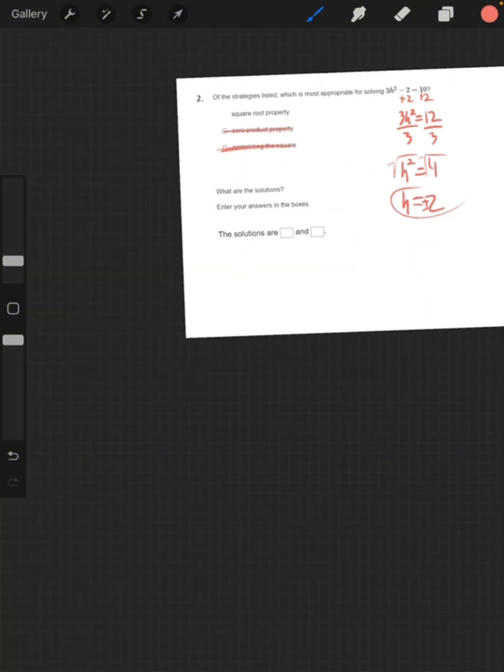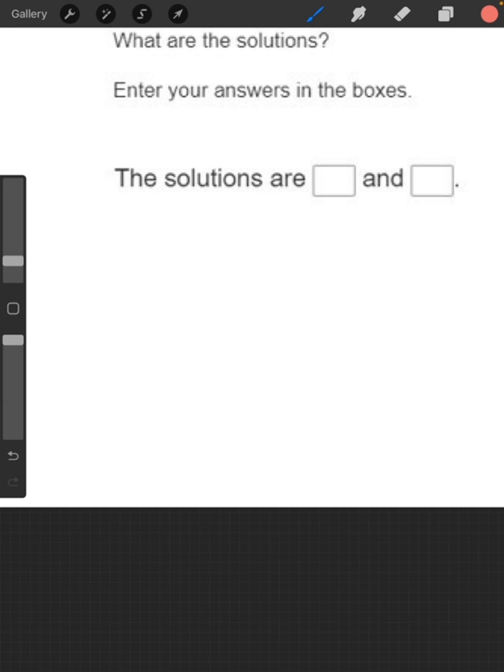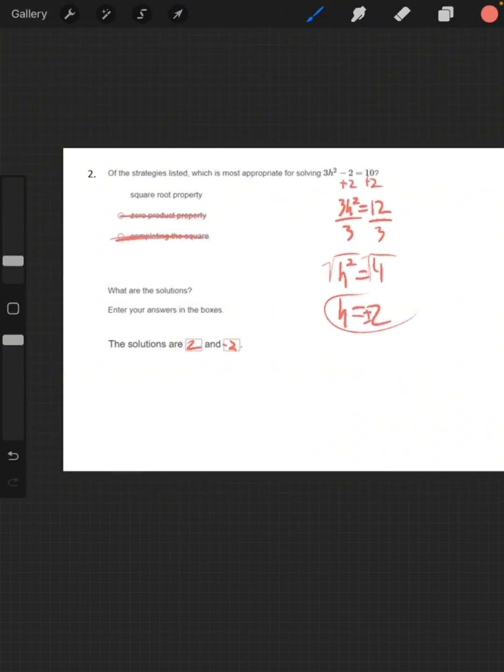Positive or negative 2. Forgot about that part. So yeah, the solutions are positive 2, just write that as 2, and negative 2. I wasted so much time on that. And yes, the square root property was right. If I had gotten the equation right, I would have found that out sooner. Anyways, bye.